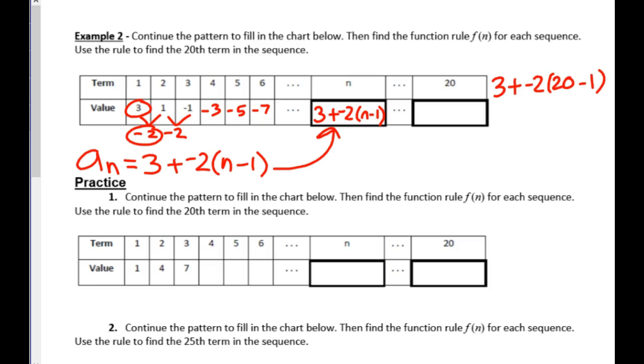What do I have to do first for order of operations? Not multiply. P, which we are going to subtract, in parentheses. Parentheses first, right? So please don't forget order. 20 minus 1 is 19. Negative 2 times 19 is negative 38. So 3 minus 38, negative 35. Okay.